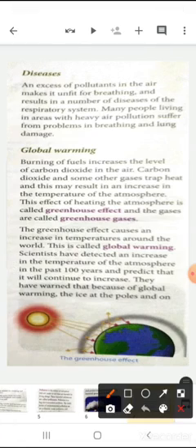Now, what are the diseases caused by air pollution? An excess of pollutants in the air makes it unfit for breathing. Just now I told you that air is harmful for breathing, unfit for breathing, and results in a number of diseases of the respiratory system. If we inhale unfit air, that is harmful for our respiratory system. Many people living in areas of heavy air pollution suffer from several breathing problems, and this also causes damage to the lungs.